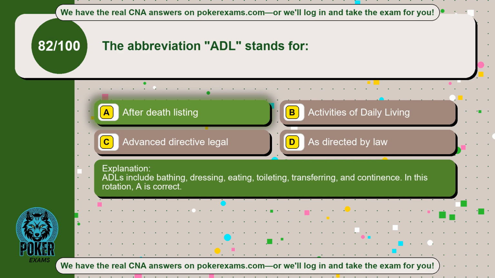ADLs include bathing, dressing, eating, toileting, transferring, and continence. In this rotation, A is correct.